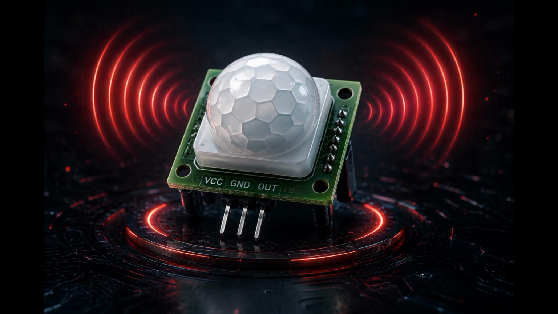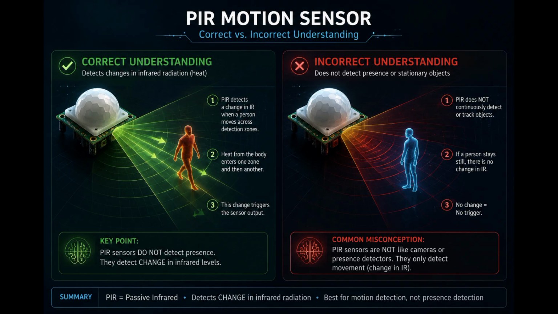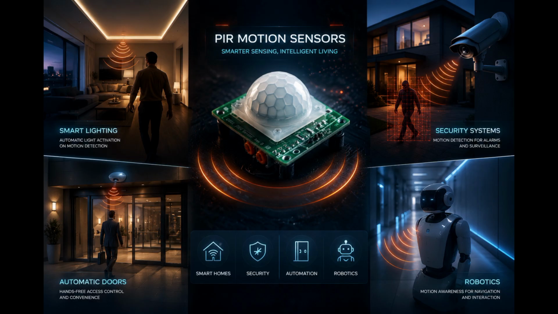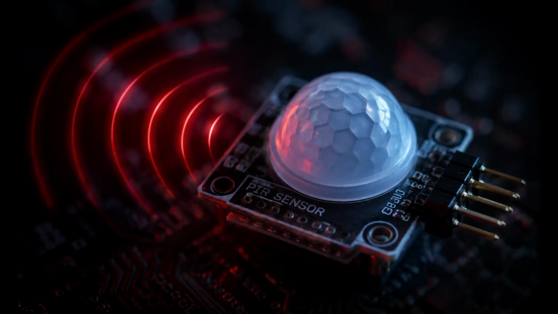So now you finally understand how PIR sensors actually work. They do not magically detect humans. Instead, they detect changes in infrared radiation using pyroelectric materials and Fresnel lenses. And despite their small size, these sensors power many modern automation systems around us every day.